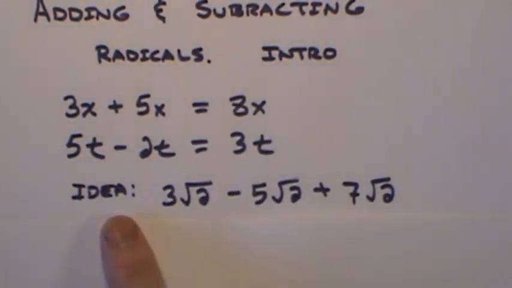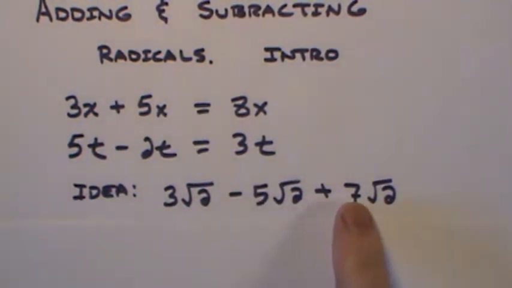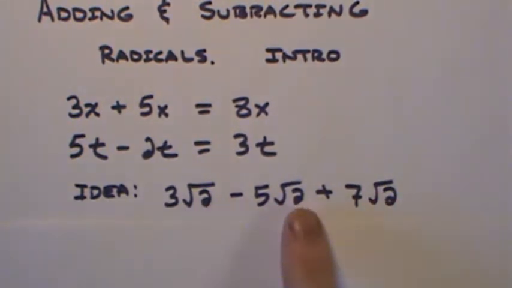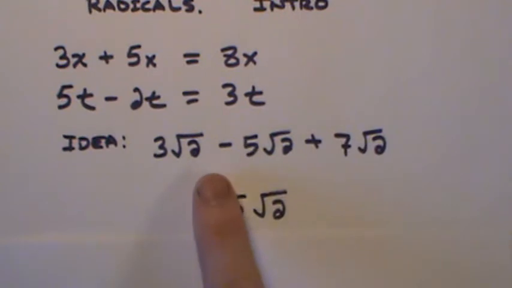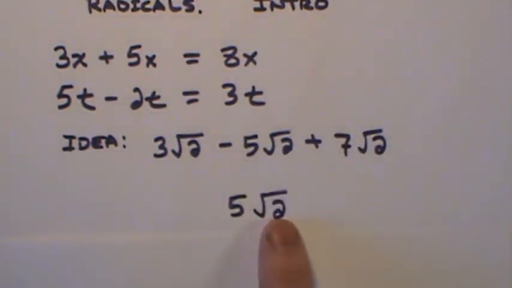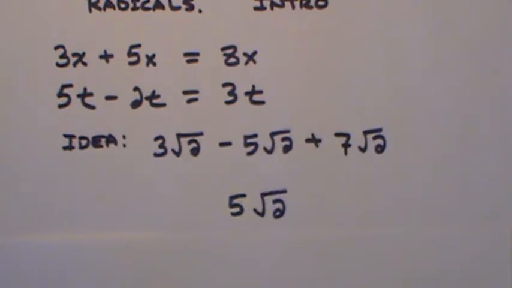So an idea. If you had 3 rad 2 minus 5 rad 2 plus 7 rad 2, notice that all the radicals are the same. So you would be able to add and subtract the coefficients, keeping the label of rad 2. Example, 3 take away 5 is negative 2 radical 2. Negative 2 radical 2 plus 7 radical 2, negative 2 plus 7 would be 5 radical 2. And you see that the radical was just a label, it didn't change. And we'll continue on with this concept.